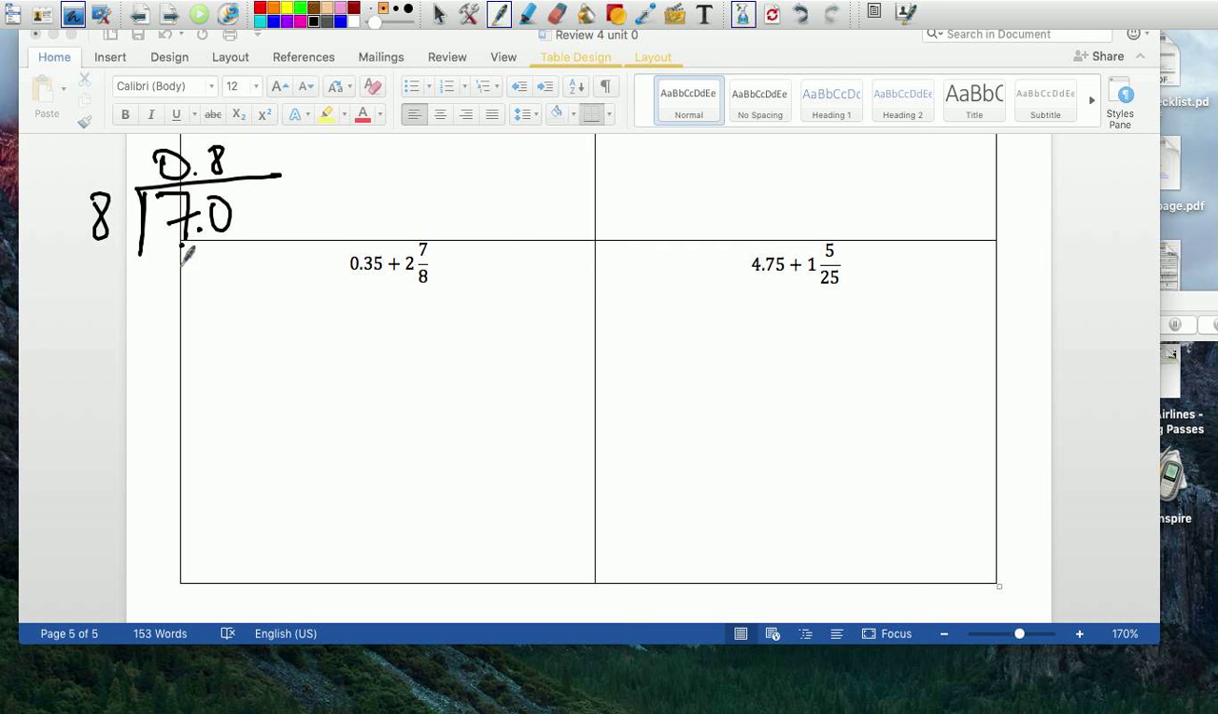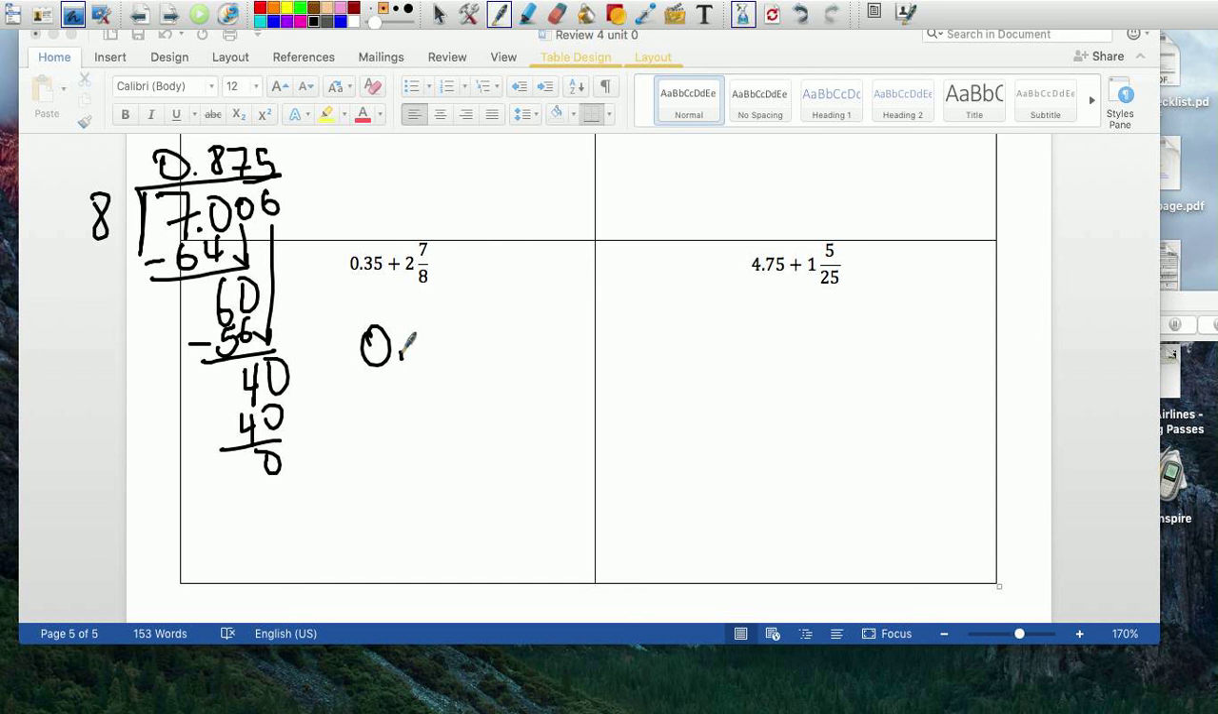8 times 8 is 64. 70 minus 64 is 6. I'd bring another 0 down. 8 goes into 60, 7 times, which is 56. 60 minus 56 is 4 left over. Bring another 0, and then it goes into 40, 5 times, so that ends up nicely. So I can change this problem to 0.35 plus 2, and 7/8 I can change, so it's going to be 2.875. Now it's just a decimal plus a decimal.